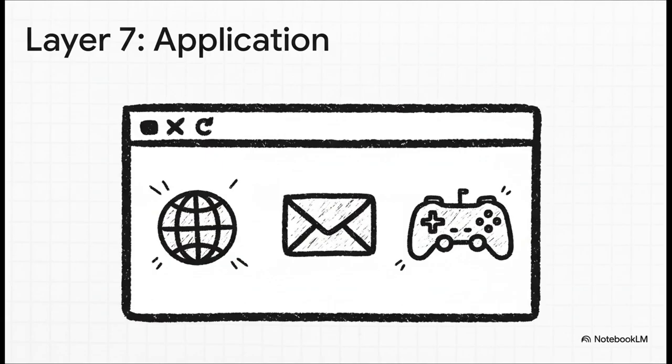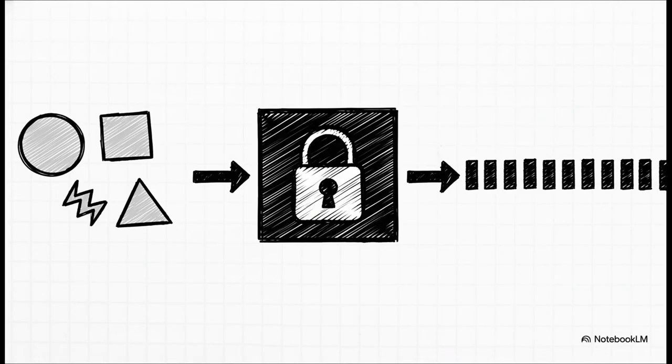So let's start at the tippy top with layer 7, the application layer. This is the one you actually see and interact with. We're talking about your web browser, your email client, your online games. All those protocols you might have heard of, like HTTP for websites or FTP for file transfers, they all live right here.